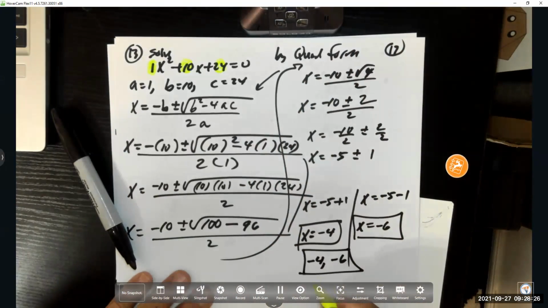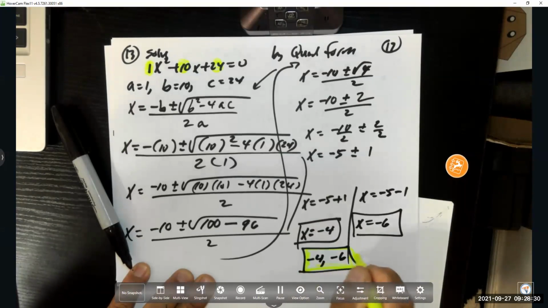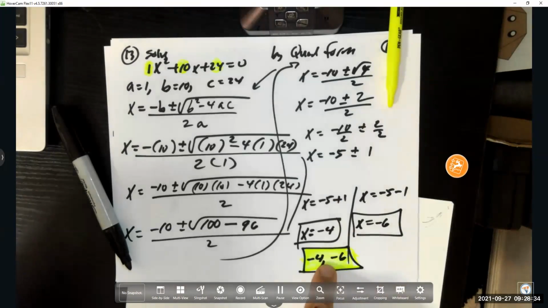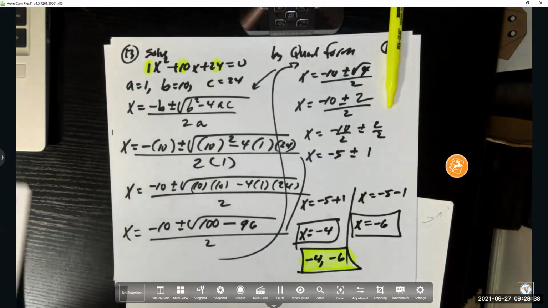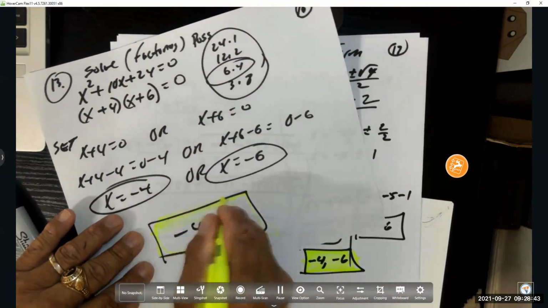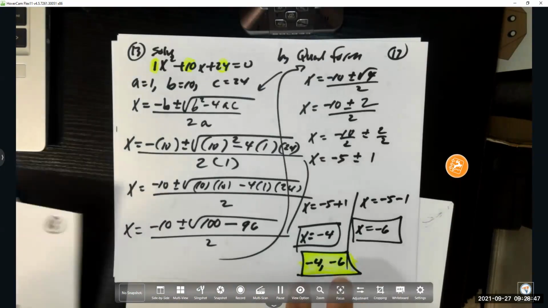Is that the answer that I got, this right here, yes or no? That's it, yellow. See the yellow answer right here? And the other yellow answer we just got earlier was negative 4 and negative 6.